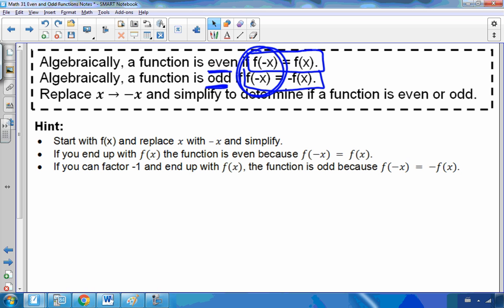So that's going to be my very first step. Start with f of x and replace x with negative x and simplify. Then you see what you're left with. If you are left with f of x after simplifying, then the function is even. If you're not left with f of x, factor out a negative 1. And when you factor out a negative 1, if you end up with f of x, then the function is odd. If you don't end up with f of x, then you can say it's neither.